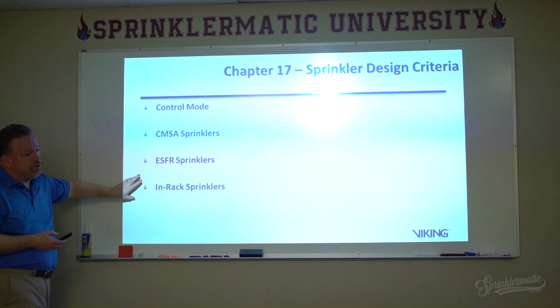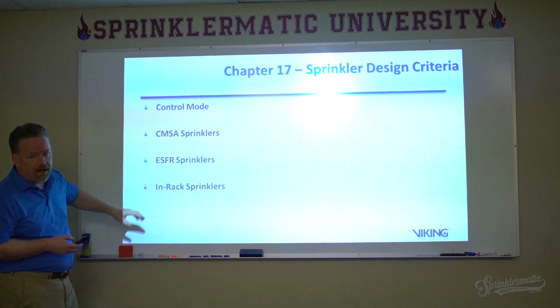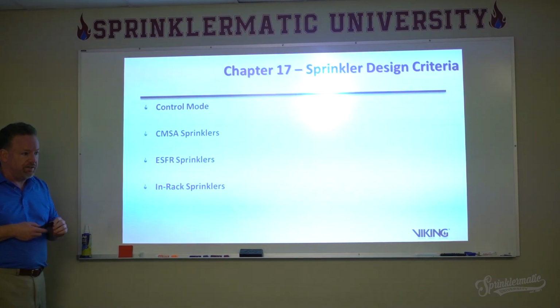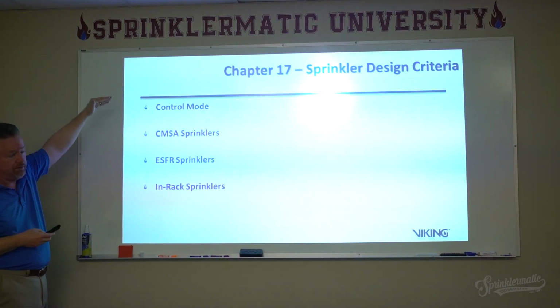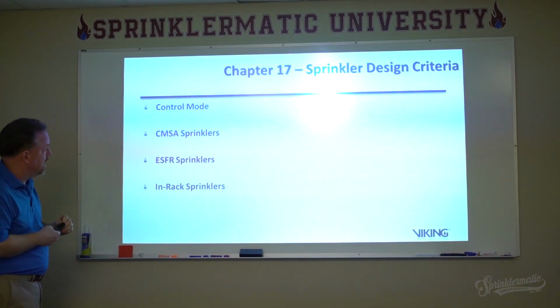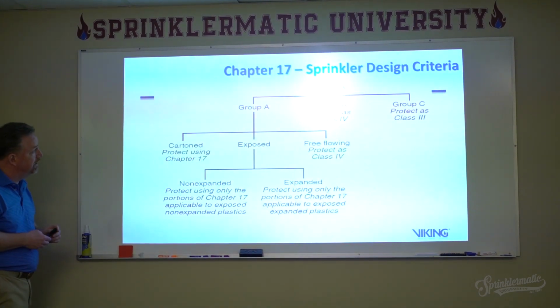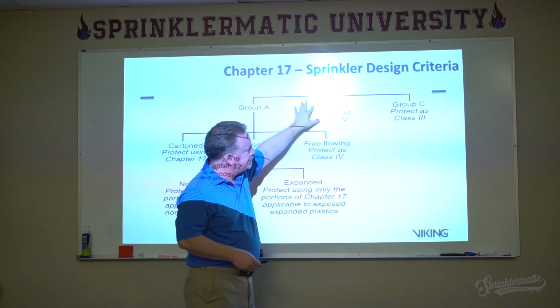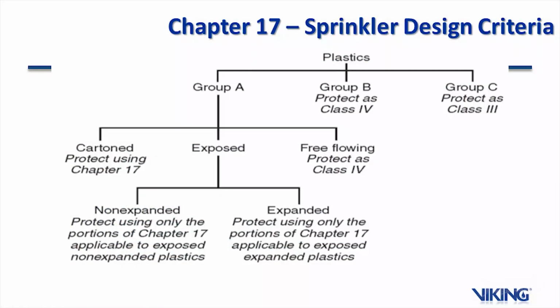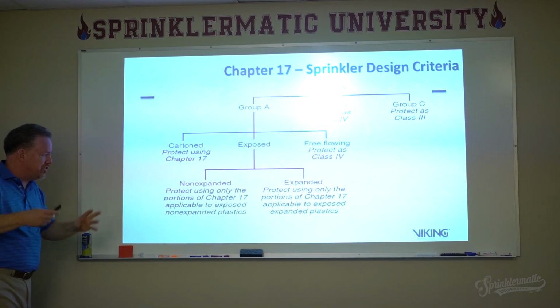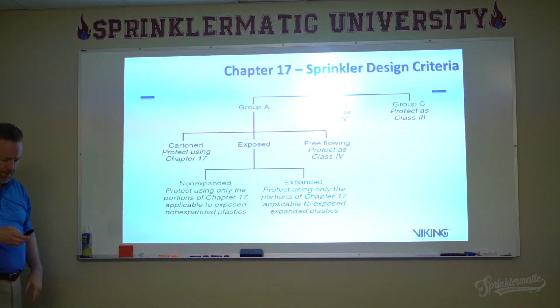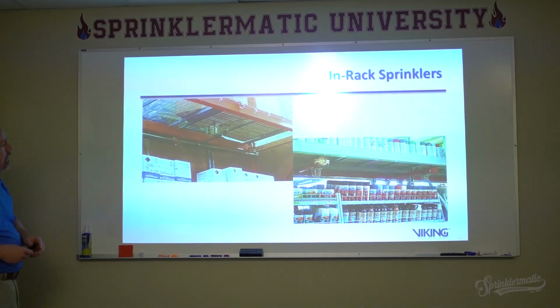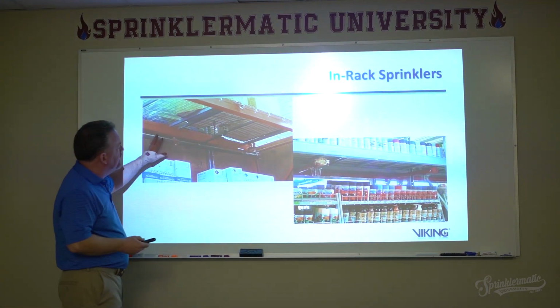And they are used to help get that water down in, react sooner to a fire and get that water down into the burning commodity faster than the reaction time of a sprinkler at the ceiling. But once again, when you get into Chapter 17, you have a decision tree to go through. Group A, carton protected using Chapter 17, exposed. Down here, then we get into a decision tree of non-expanded or expanded plastics. This is what we see when we're looking at in-rack sprinklers.